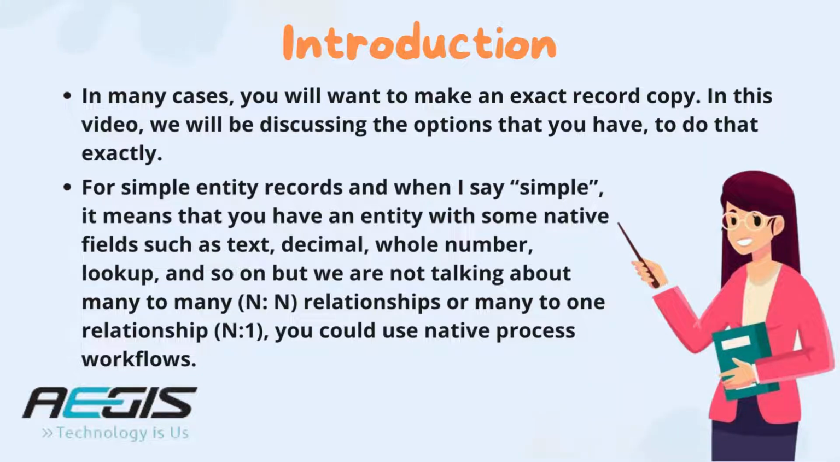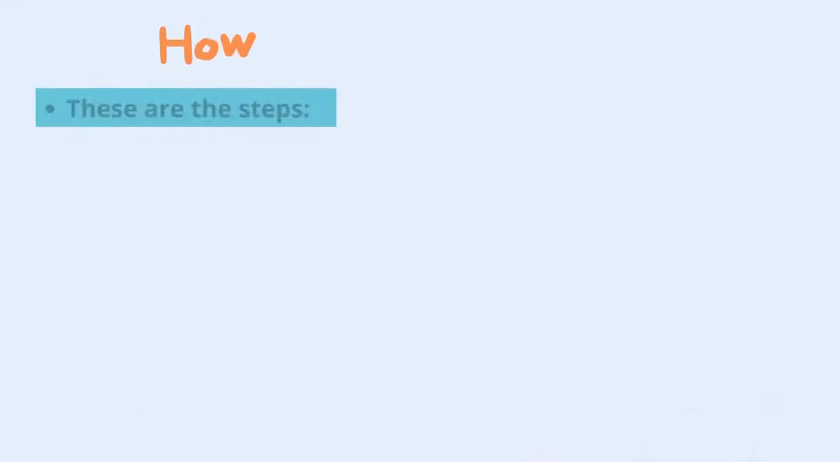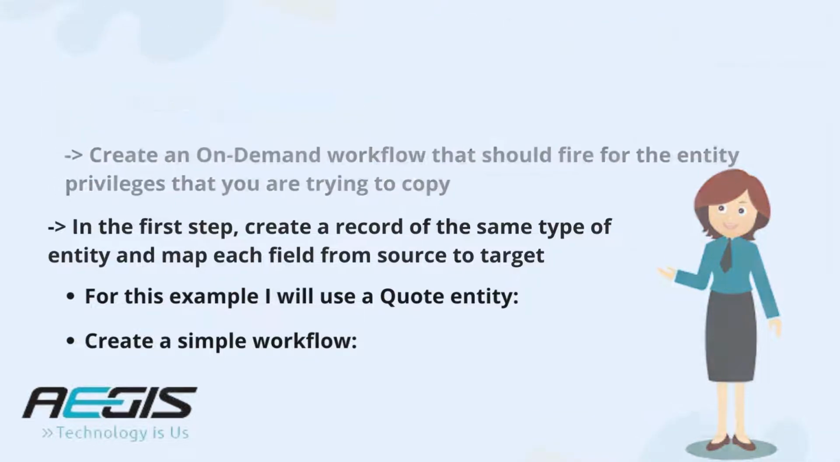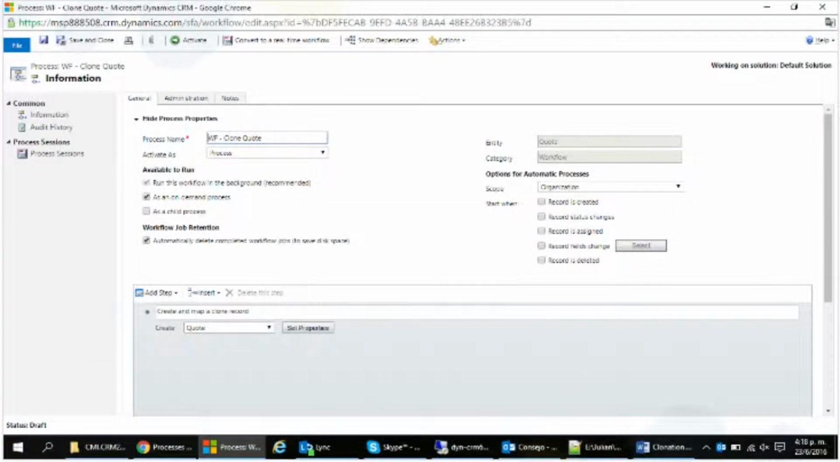You could use native process workflows. How could you do that? Let's understand step by step. Create an on-demand workflow that should fire for the entity that you are trying to copy. In the first step, create a record of the same type of entity and map each field from source to target. For this, I will use a quote entity example.